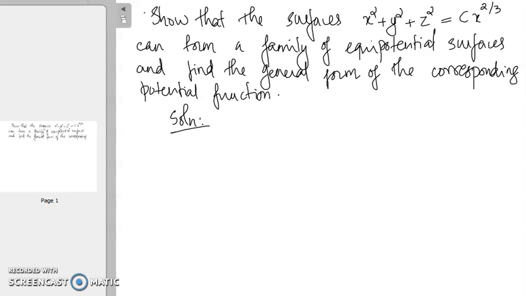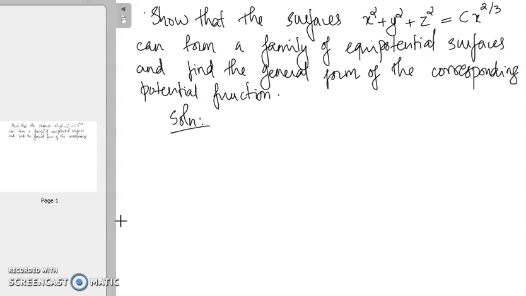So the question is to show that the surfaces x square plus y square plus z square equal to c x raised to 2 by 3 can form a family of equipotential surfaces and find the general form of the corresponding potential function. So this is the question.